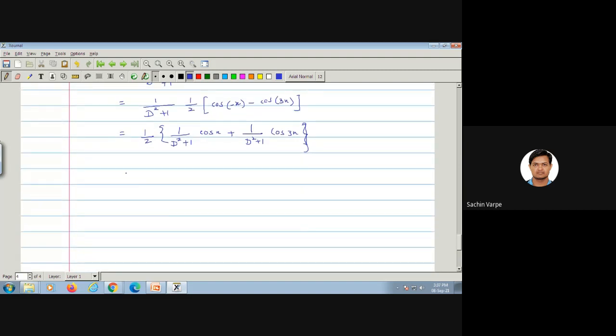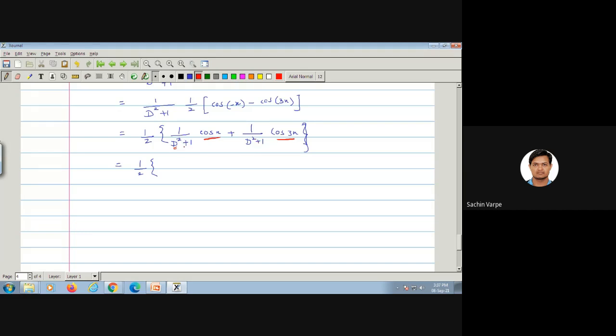So therefore, when we replace D square by minus a square, what is a here? For the first case, a is 1 and for the second, a is 3. Clear? So here we replace D square by minus 1. When I replace, I'll get the case of failure, right? The first is the case of failure, and in the second it is not the case of failure.